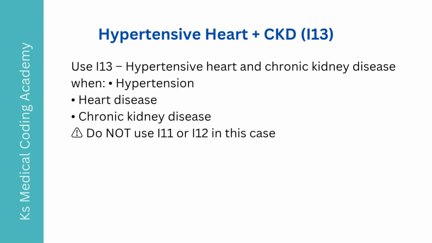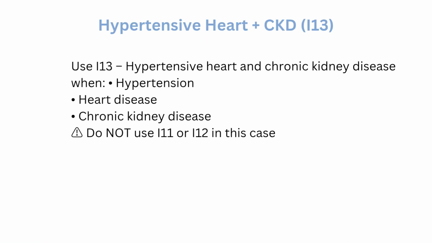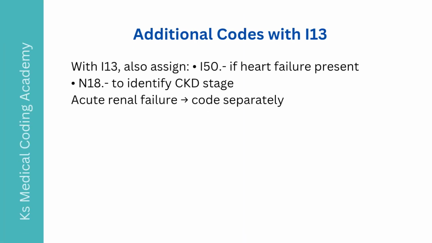Hypertensive heart plus CKD, I13. Assign I13 hypertensive heart and chronic kidney disease when hypertension, heart disease, and chronic kidney disease are all present together. In this situation, do not assign I11 or I12. I13 replaces both. Additional codes with I13. With I13, also assign I50 if heart failure is present, and N18 to identify CKD stage. If acute renal failure is present, code it separately.